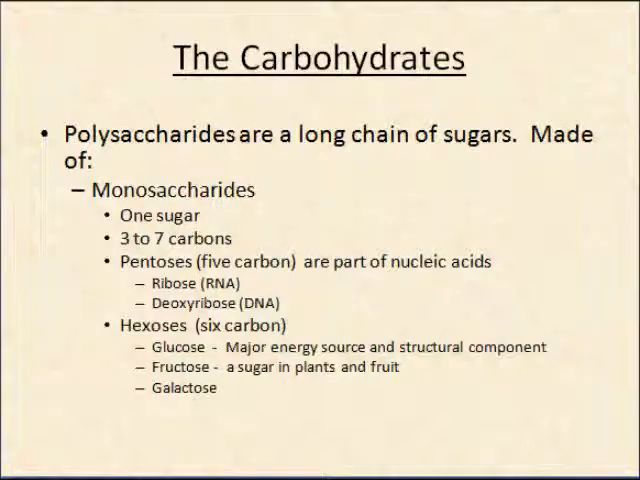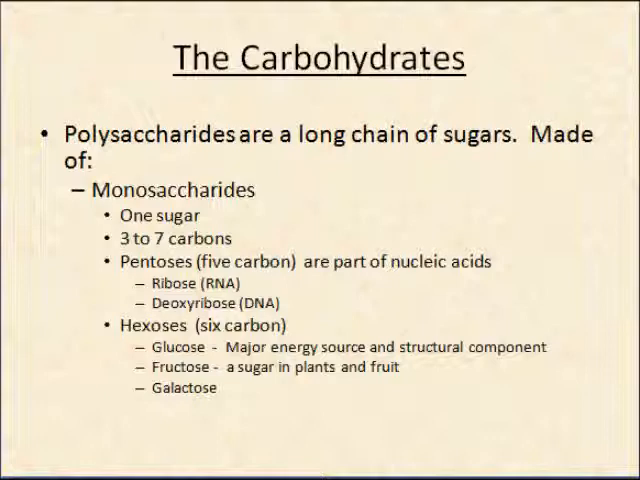If I refer to something as a polysaccharide, that is a long chain of sugars. And when we're talking about carbohydrates, what we're talking about are sugars. They may also be referred to as saccharides. We have monosaccharides, which are one sugar. They usually have 3 to 7 carbons. And keep in mind that there is a molecule of water for each of those carbons.